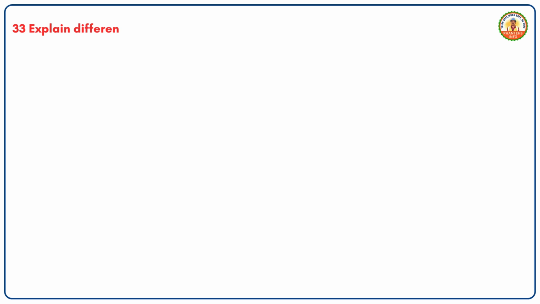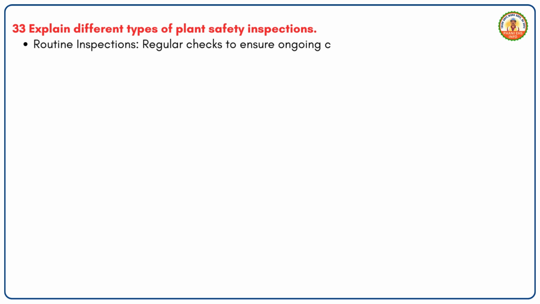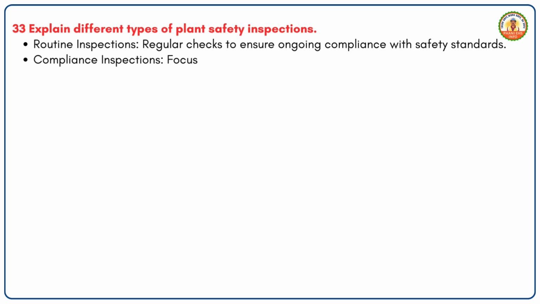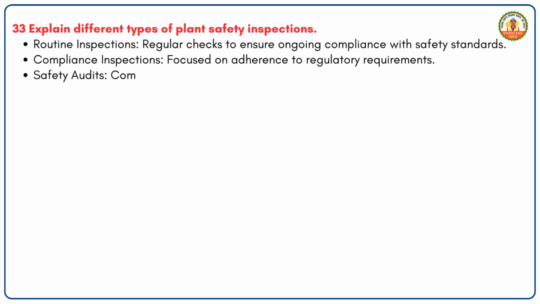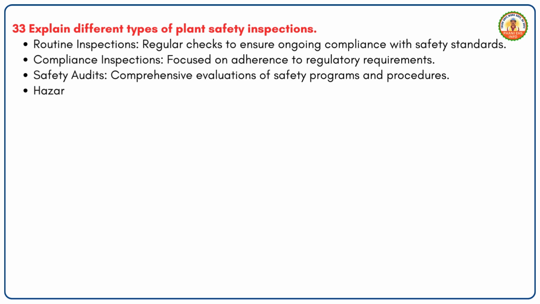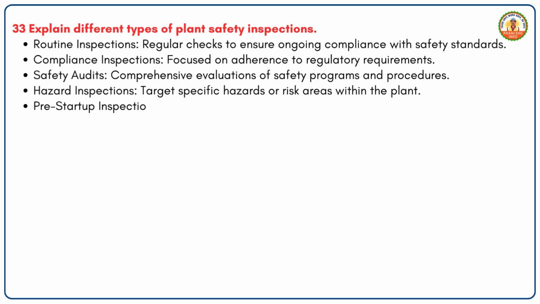33. Explain different types of plant safety inspections. Routine inspections: regular checks to ensure ongoing compliance with safety standards. Compliance inspections: focused on adherence to regulatory requirements. Safety audits: comprehensive evaluations of safety programs and procedures. Hazard inspections: target specific hazards or risk areas within the plant. Pre-startup inspections: conducted before starting new processes or equipment to ensure safety.